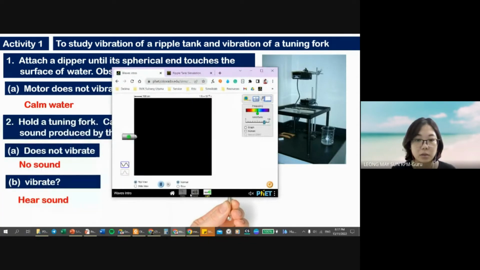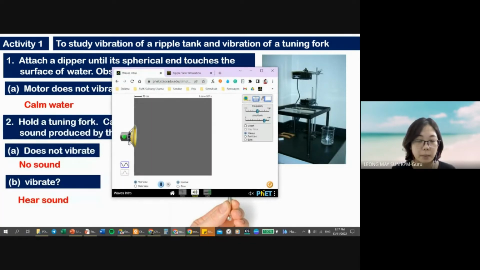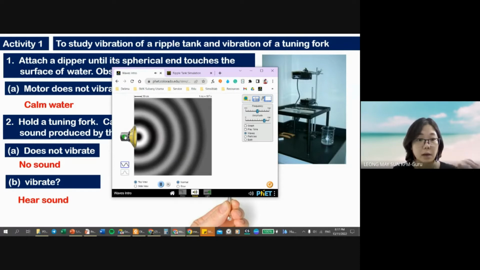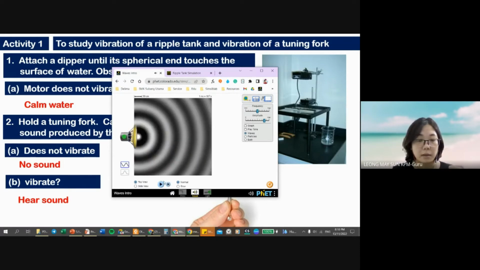Let's just say, for example, I'm using this. This is a speaker. If I play a single sound, then we can hear it, and you can see that it's moving away. If I let it continue to play, we will keep hearing the sound. When there is a source of vibration, only then can we hear the sound.